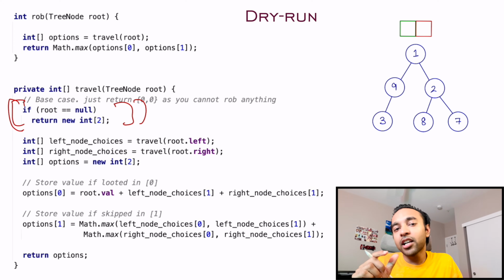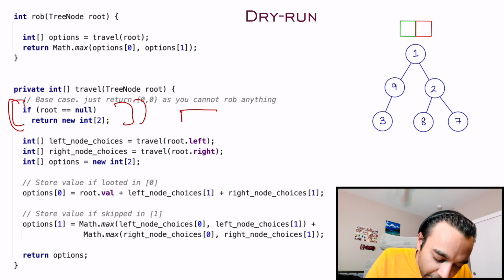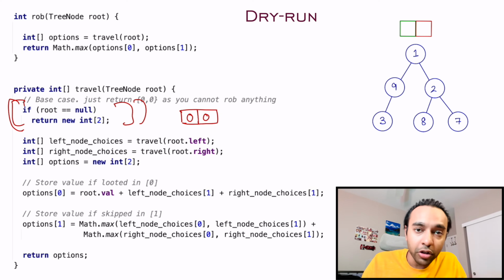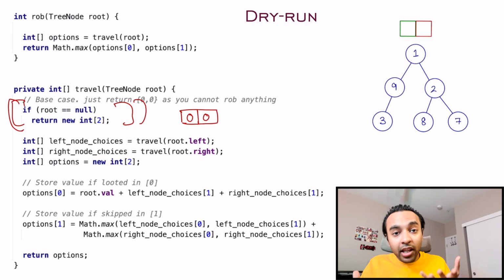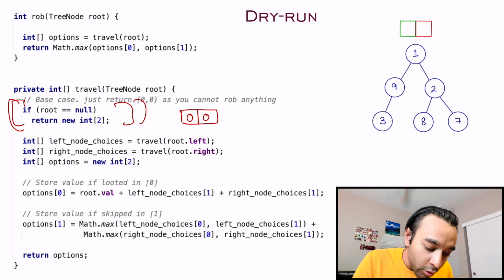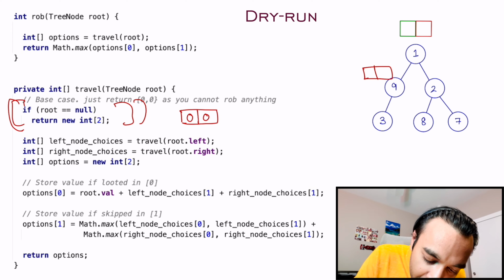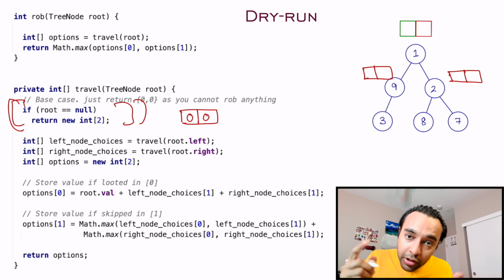That means if I encounter a null, I have to return an array that has 0 in both the choices, because you cannot rob a null. Even if you rob, you will get 0. If you don't rob, then you will get a 0. Correct? Now, moving on, since a tree is a generic structure, you will have to find out these two values for the left node, and you will have to find out these two values for the right node as well.